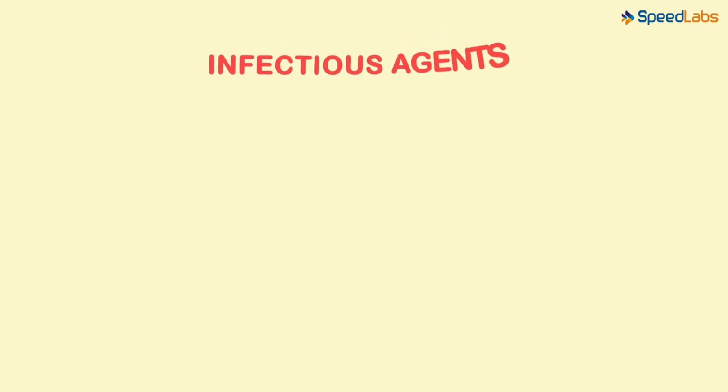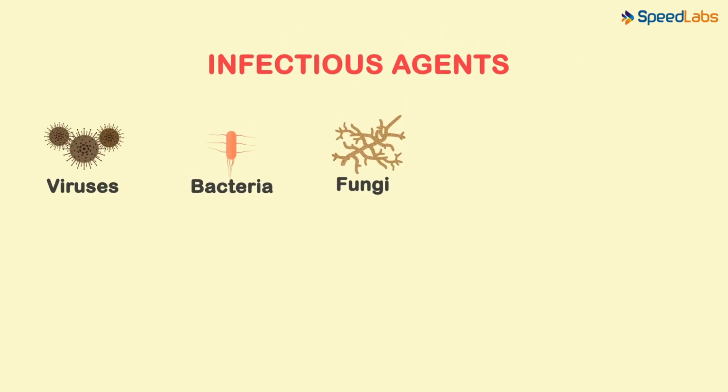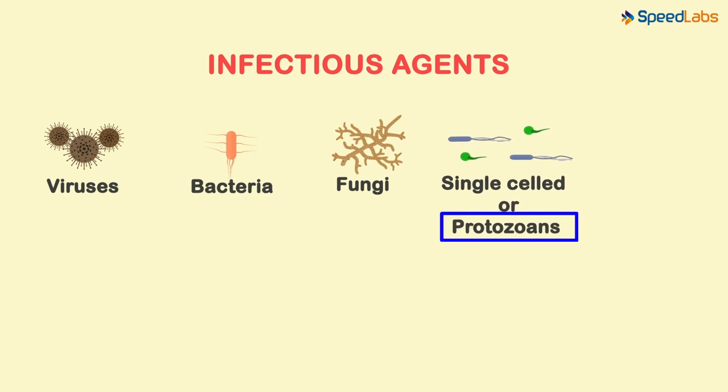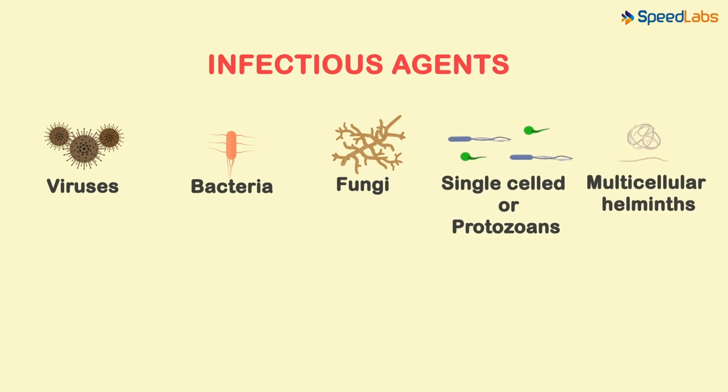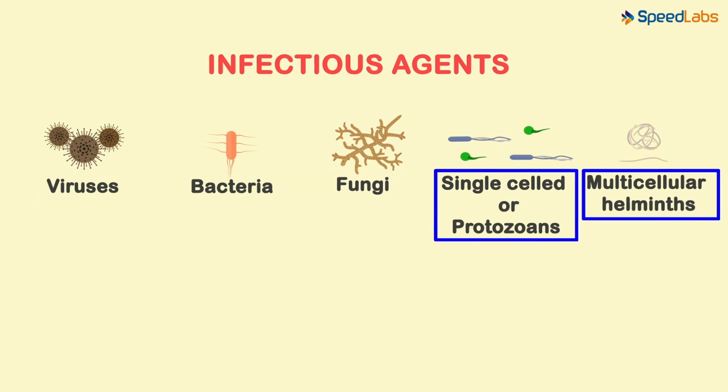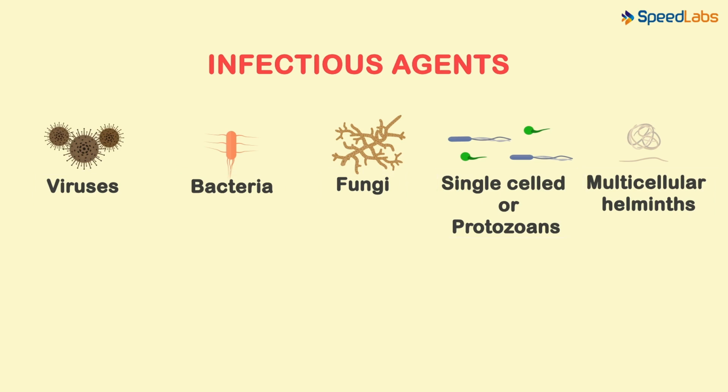The infectious agents are mainly grouped as viruses, bacteria, fungi, single-celled animals or protozoans, and multicellular helminths. Most of us have surely heard of the first three types. Protozoans and multicellular helminths are the other two. Do you want to know a few examples of the disease they cause?